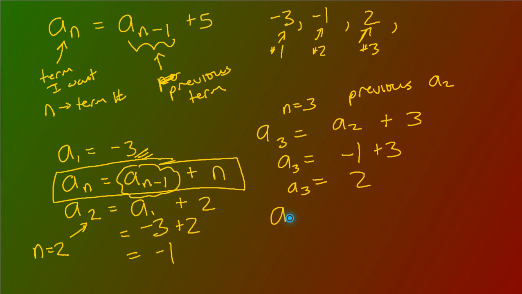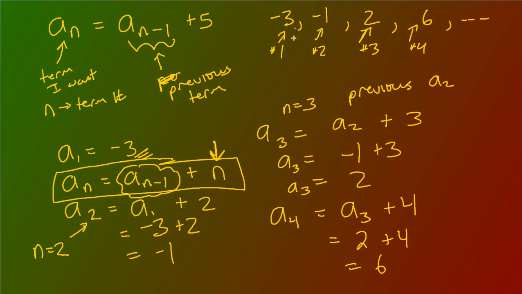Let's try one more. A sub 4. So the previous term was a 3. And now, well, what's my term number? So take a look at my formula here. I'm adding the term number to it, and I want term 4, so I'm going to add a 4 here. So a 3, I just found that out. That's a 2. And I get a 6. So term number 4 is 6. And this would just keep on going. And hopefully you see this pattern that has emerged here. I added 2 to get here. I added 3 to get here. And I added 4 to get there. And that gives me my recursive formula.